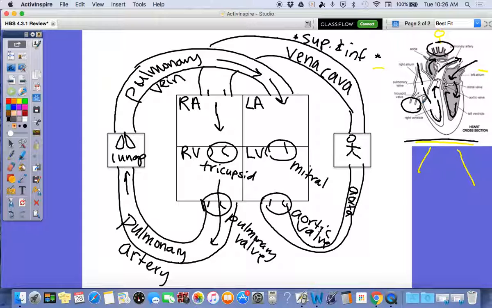This would be the inferior vena cava. And this right here would be the superior vena cava. And they come together, and they have a little come-to-Jesus meeting right there in the right atrium.